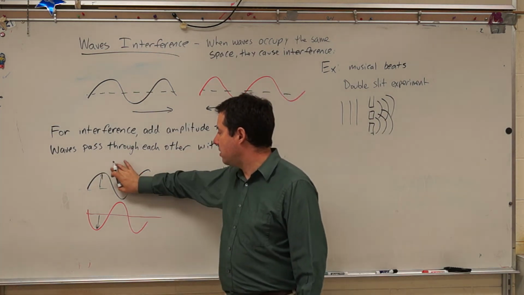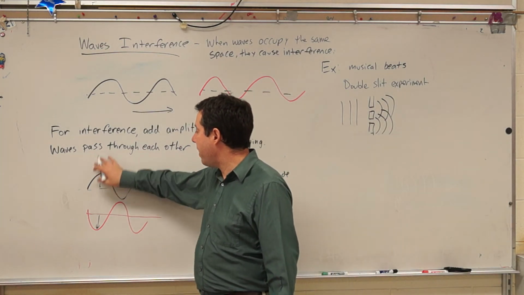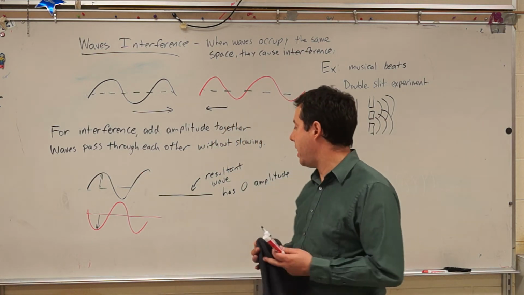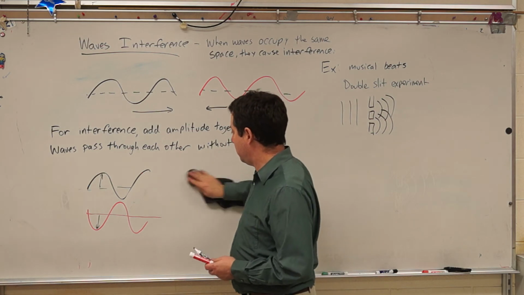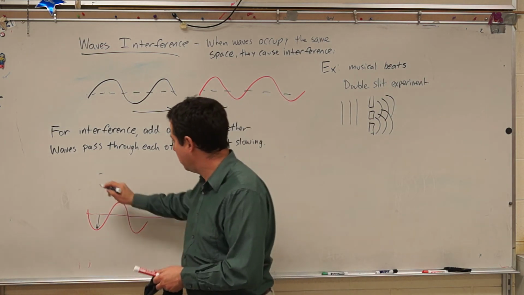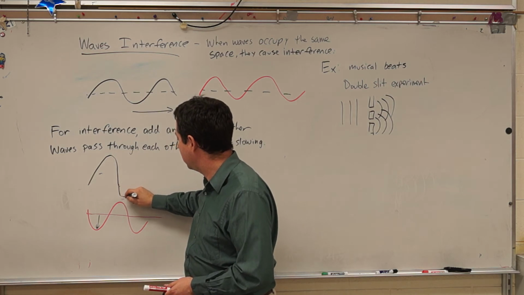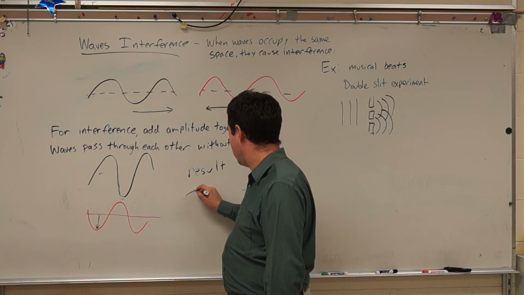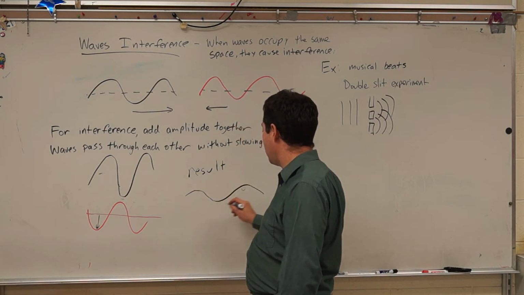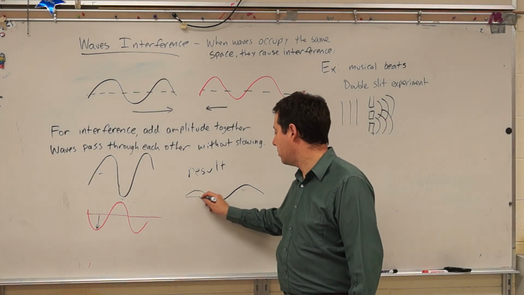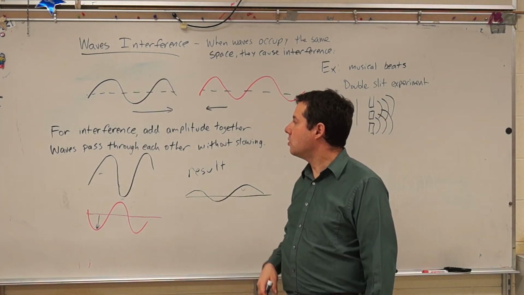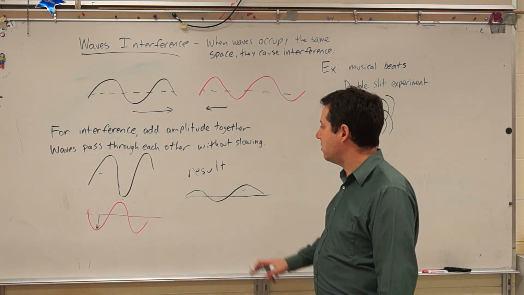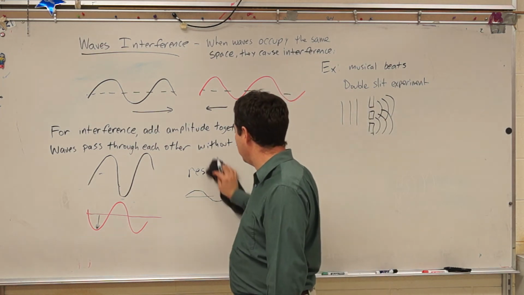And this is the case if they have equal amplitude. If the black wave had a bigger amplitude than the red wave, imagine the black wave looked a little bit bigger. Your result would look something like this. You'd get just very small amplitude waves as they canceled each other out. So there are two types of interference, and this kind is called destructive interference.